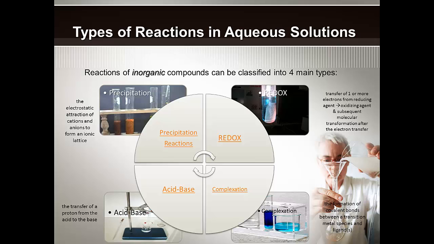This is important to have a look at, and this is actually going to be covered later on in this course. Complexation is the formation of covalent bonds between a transition metal species and some ligands. And as you can imagine, those transition metal species often change their charge as they're doing this. These actually produce some very nice color change reactions. And you've got acid-base reactions where you've got the transfer of a proton. Now remember, a proton is a hydrogen ion from the acid to the base. And we're going to be working with these later on as well.